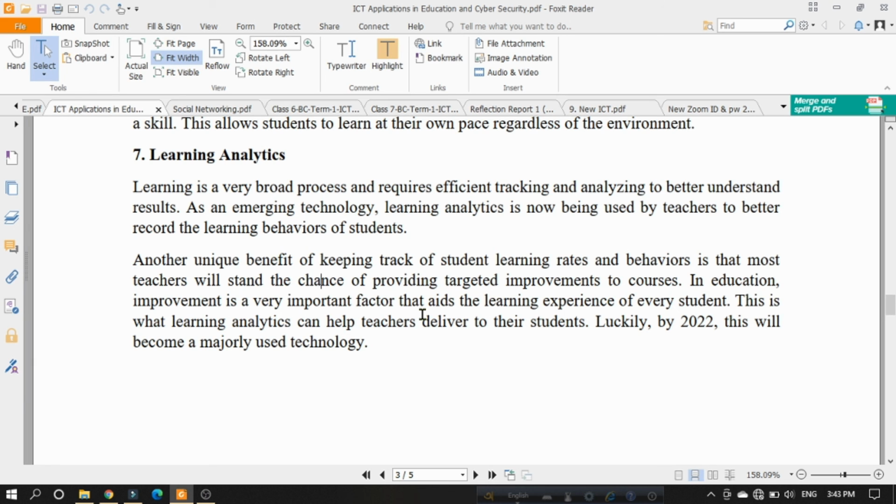Luckily, by 2022, this will become a majorly used technology.